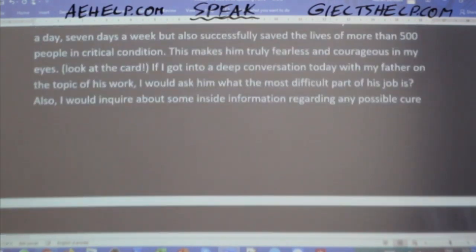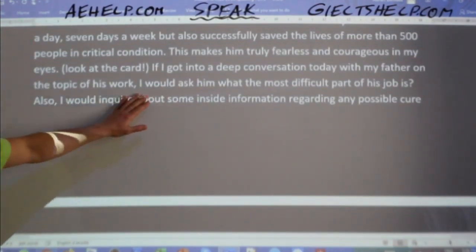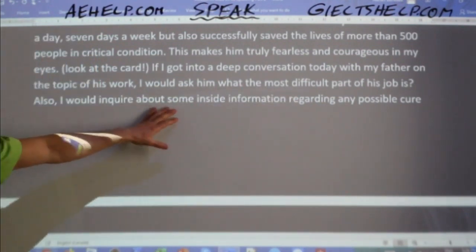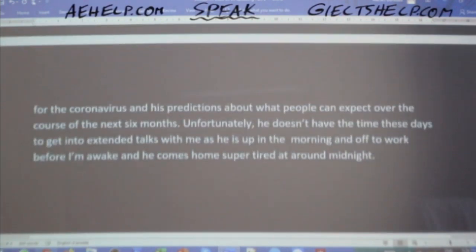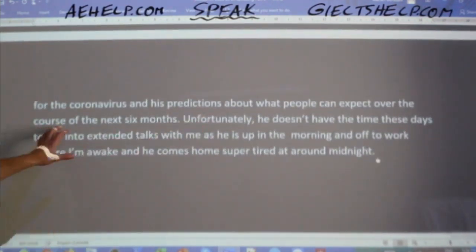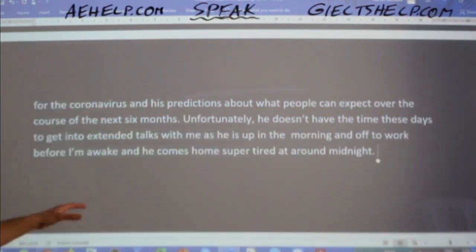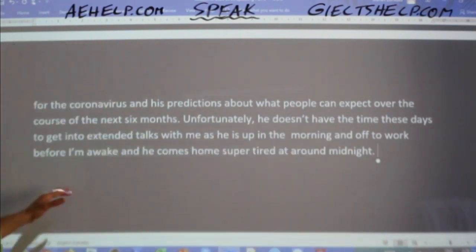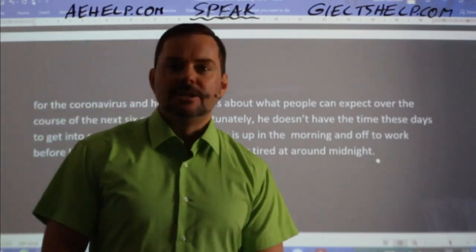If I got into a deep conversation today with my father on the topic of his work, I would ask him what the most difficult part of his job is. Also, I would inquire about some inside information regarding any possible cure for the coronavirus and his prediction about what people can expect over the course of the next 6 months. Unfortunately, he doesn't have time these days to get into extended talks with me, as he is up in the morning and off to work before I'm awake and comes home super tired around midnight.